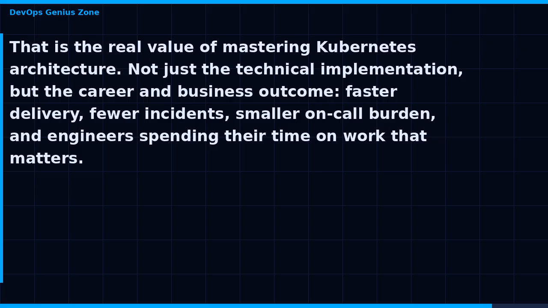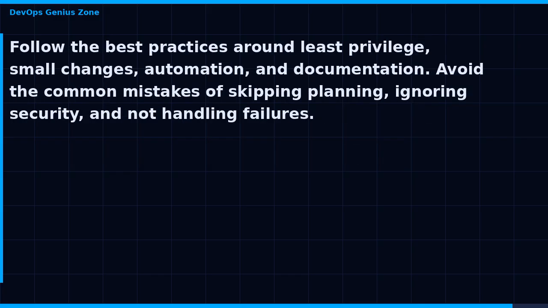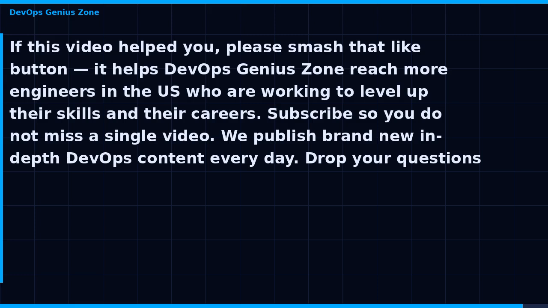To summarize, Kubernetes architecture is critical in the 2025 US DevOps job market. The foundational concepts are desired state management, the reconciliation loop, and idempotency. Start right by understanding requirements before touching configuration, and version control everything. Follow the best practices around least privilege, small changes, automation, and documentation. Avoid the common mistakes of skipping planning, ignoring security, and not handling failures.